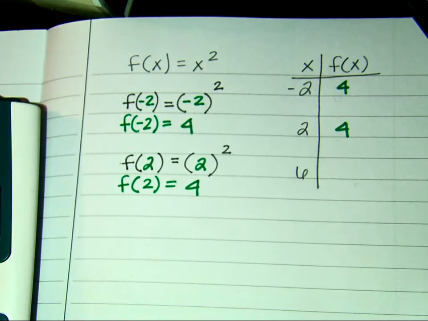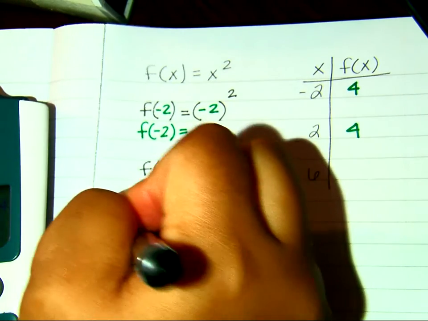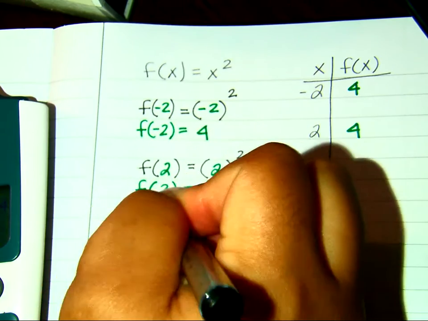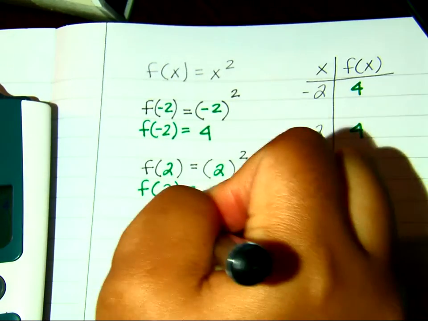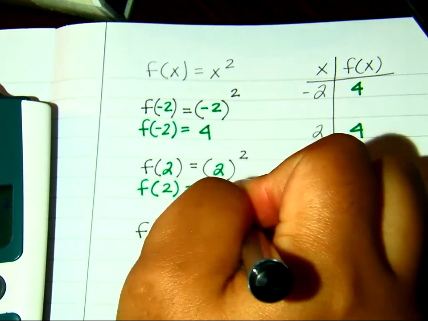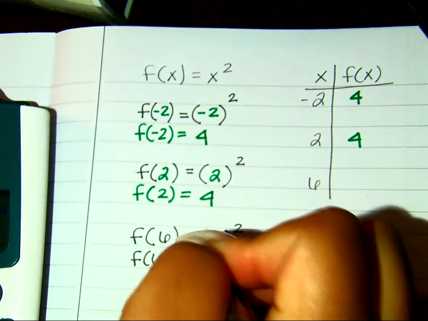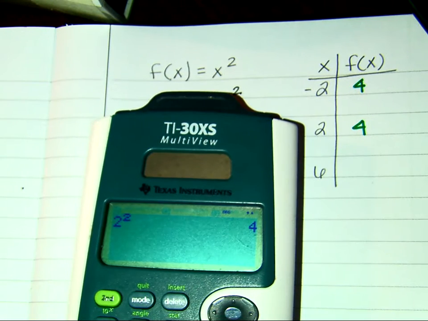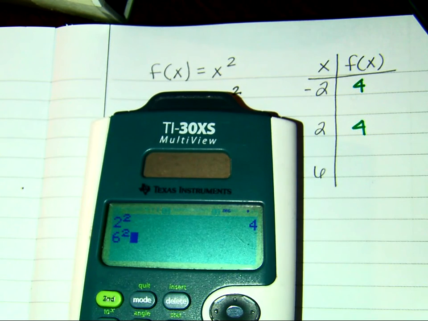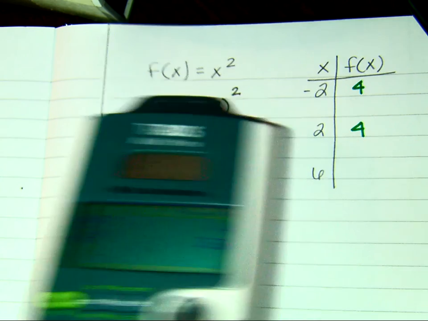Alright. And last one, we're going to do the function of 6. I'm just going to go ahead and write it. Alright, so I know that 6 squared will equal a number, but let's go ahead and do it in our calculator. 6 squared is 36.